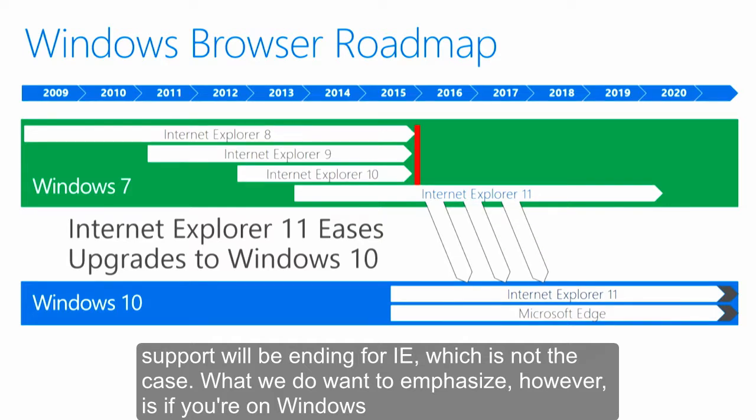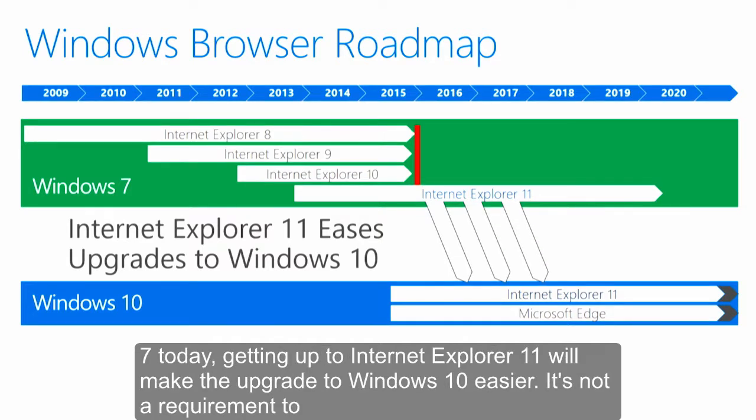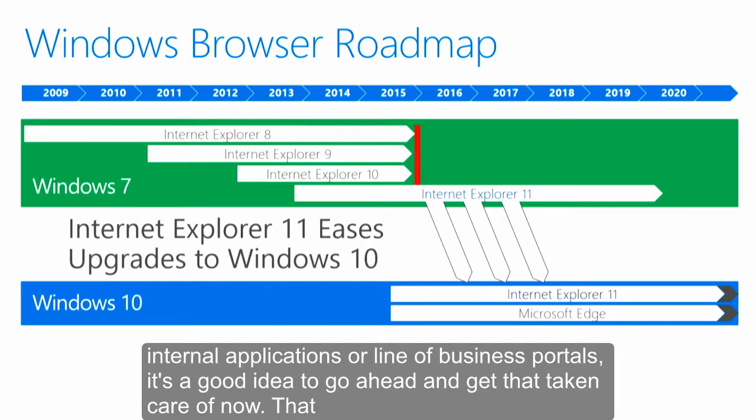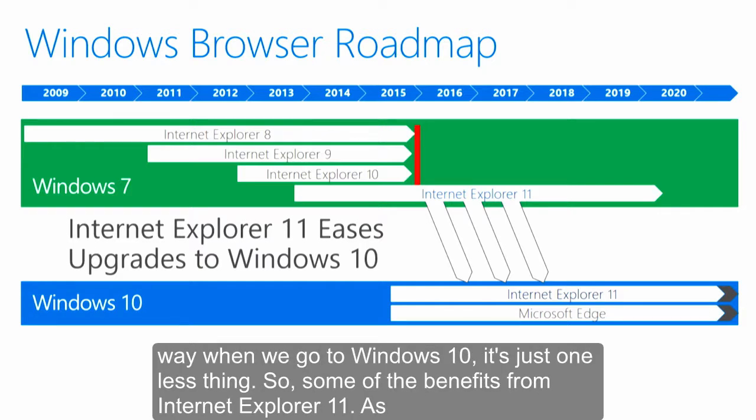What we do want to emphasize, however, is that if you're on Windows 7 today, getting up to Internet Explorer 11 will make the upgrade to Windows 10 easier. It's not a requirement to have this done before you upgrade to Windows 10, but since browser compatibility is often an issue, depending on internal applications or line of business portals, it's a good idea to go ahead and get that taken care of now. That way, when we go to Windows 10, it's just one less thing.